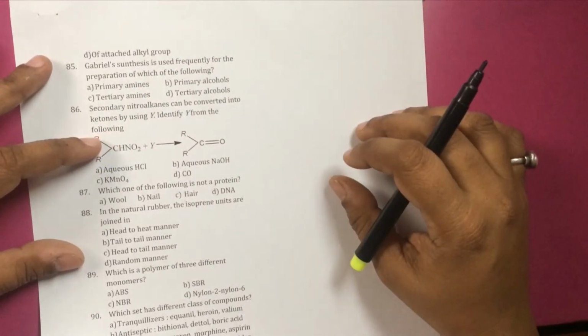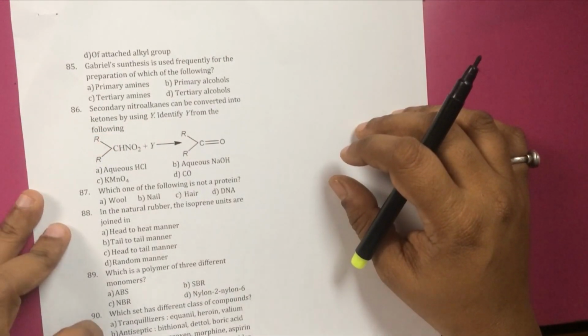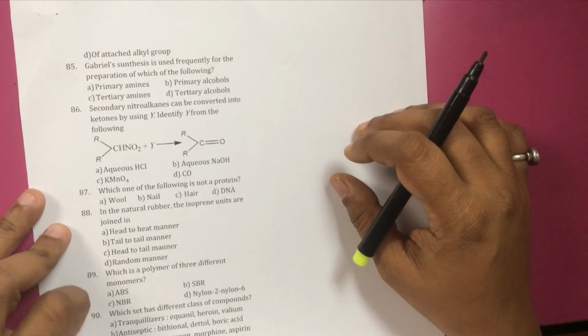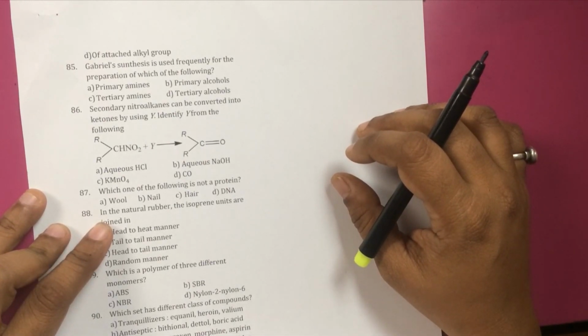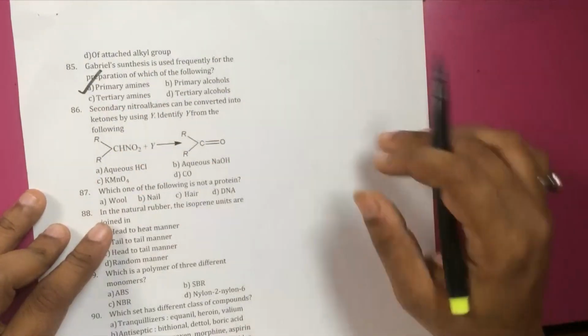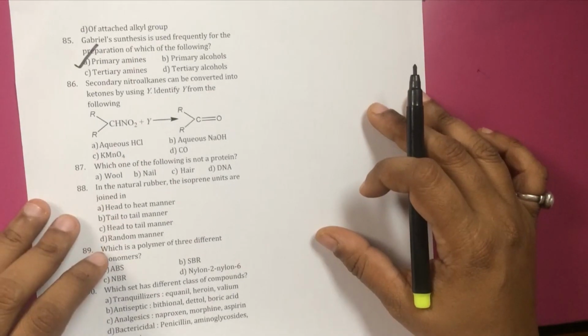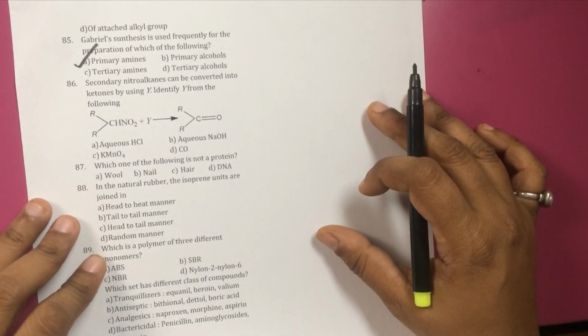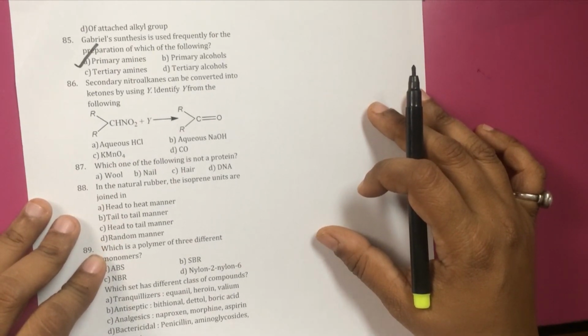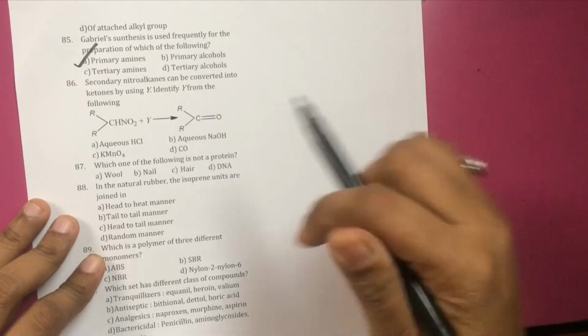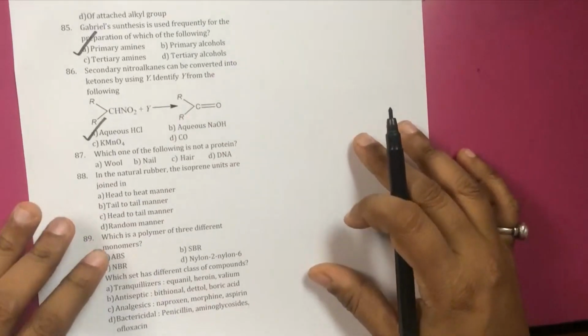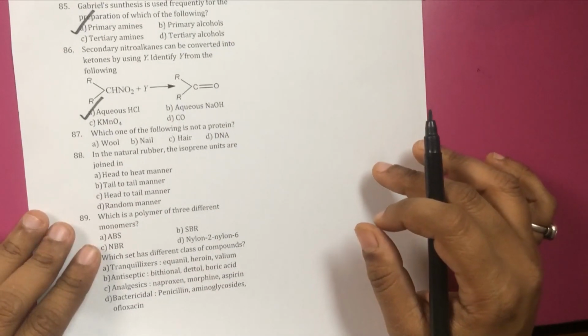Question number 85. Gabriel's synthesis is used frequently for the preparation of the following. Gabriel's phthalimide synthesis is used for the preparation of primary amines. Therefore, option A. Question number 86. Secondary nitroalkane can be converted into ketone. This is generally done in the presence of an aqueous acidic medium. Therefore, option A. Question number 87.